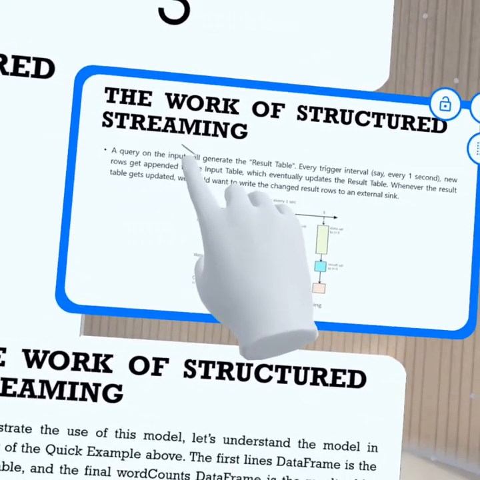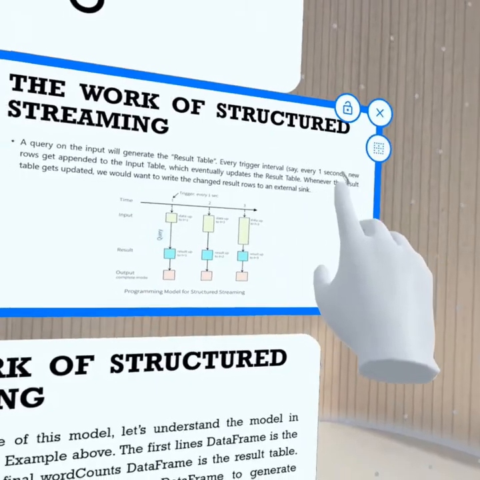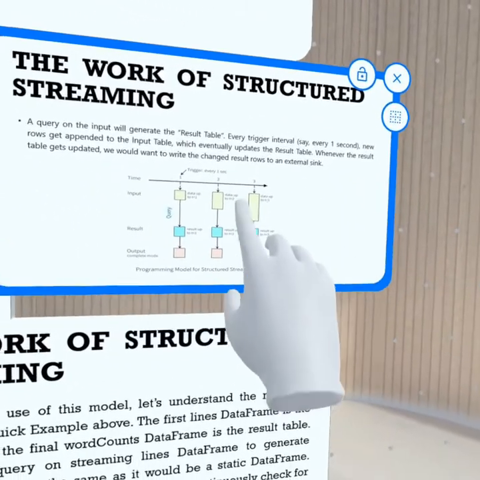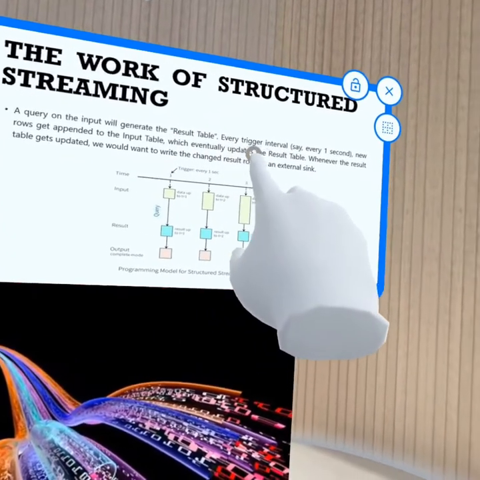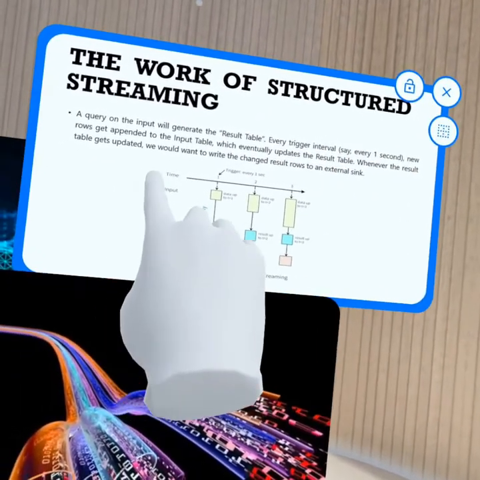The output is defined as what gets written out to the external storage. The output can be defined in a different mode. Note that each mode is applicable on certain types of queries. This is discussed in detail later.